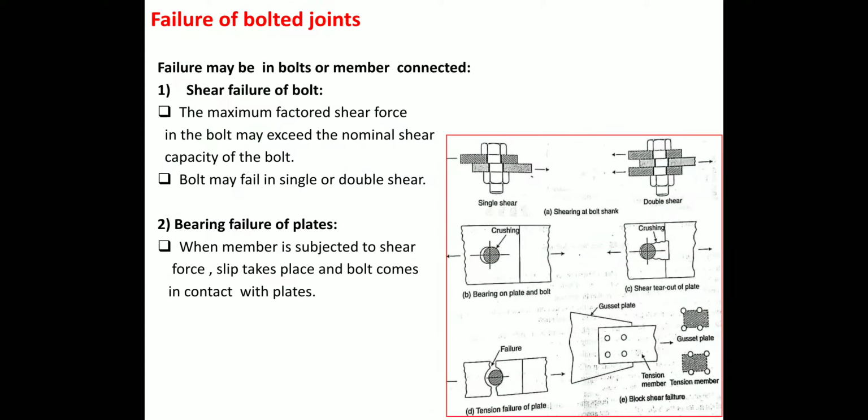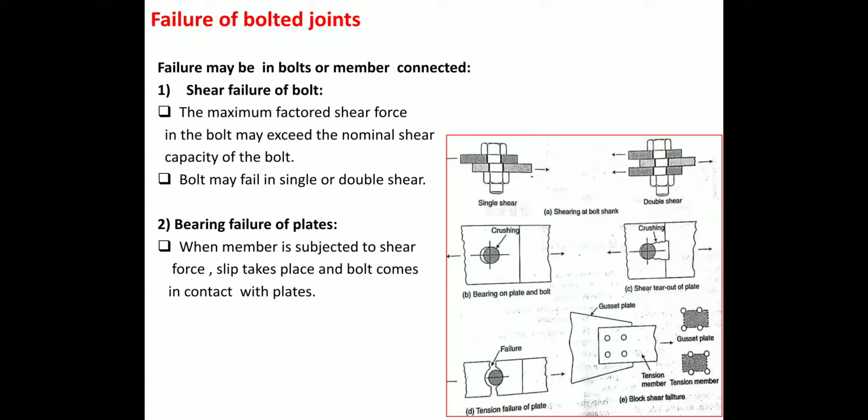Then coming to the next point, failure of bolted joints. These joints may fail under different conditions, so they are listed below. First type of failure is known as shear failure of the bolt. What is meant by shear failure? If you go through this first figure, shear failure is nothing but the maximum factored shear force in the bolt exceeding the nominal shear capacity of the bolt, like this.